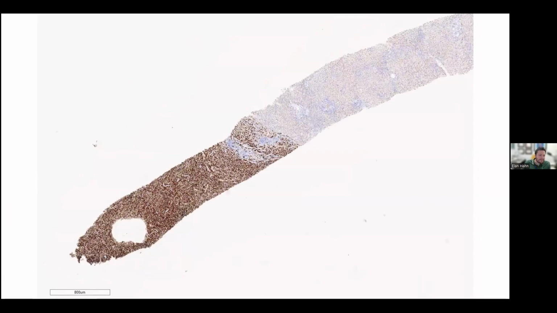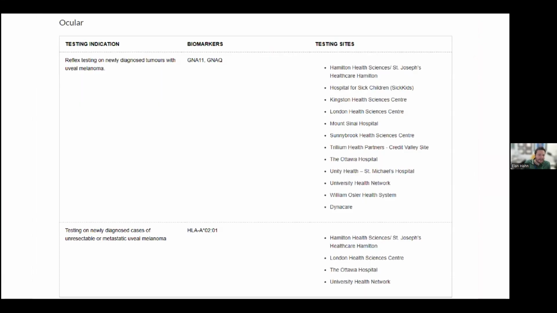So this is DOG1, which is negative in the tumor. This is SOX10, which is positive, and HMB45, which is positive. So thankfully, we had it on our panel due to its being covered and recommended by CCO for uveal melanoma. And this is what we suggested that this was.